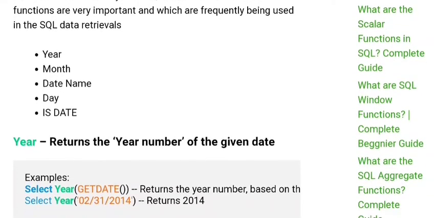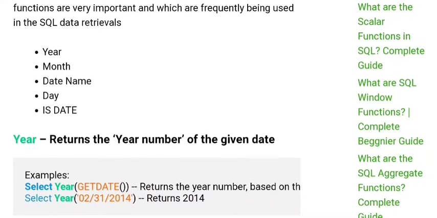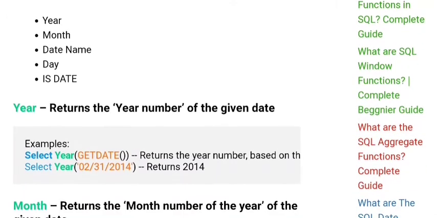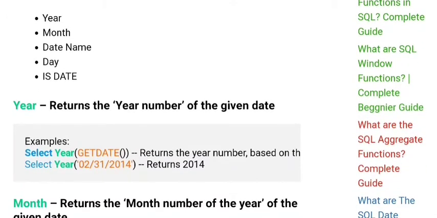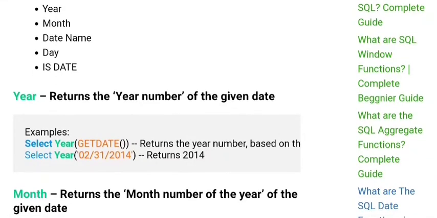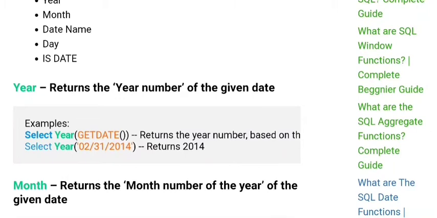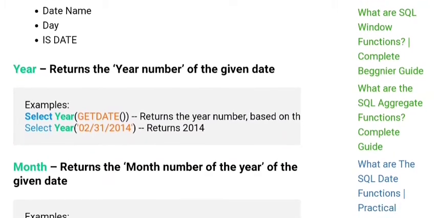So the first one is year. Year returns the year number for the given date. We can see in the example, we are passing getdate to the year function. It returns the current date's year. For the second one, we are passing some default date, so it returns the year number for that specific date.